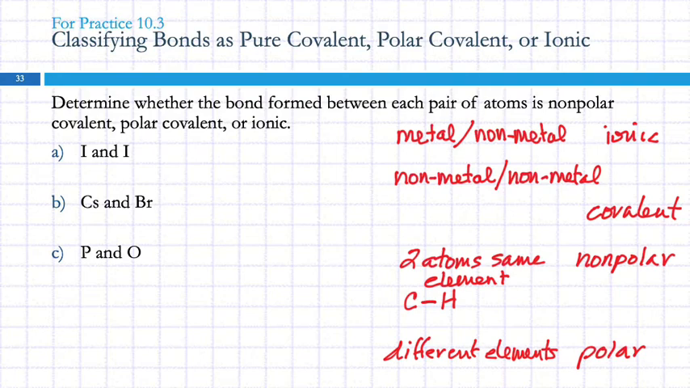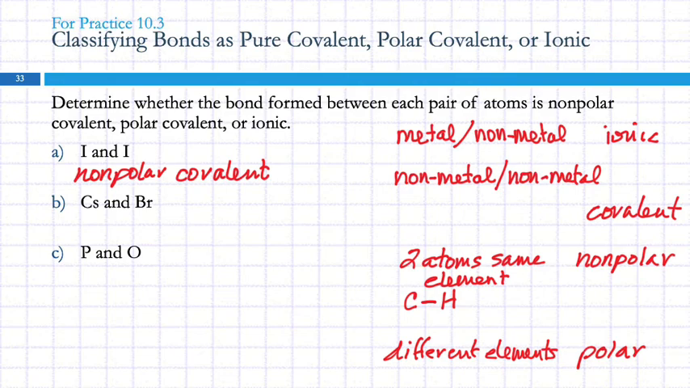So this is what I expect you to do on an exam, answering questions like this. Here we're supposed to identify if these are nonpolar covalent, polar covalent, or ionic. So a bond between iodine and iodine. Pure covalent, yep, or nonpolar covalent. So this is nonpolar. They're the same, right? The two houses are the same. The electrons are going to be shared equally.